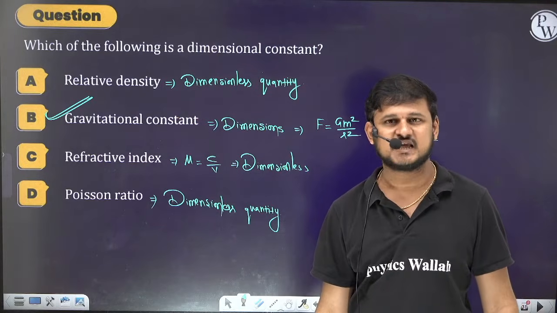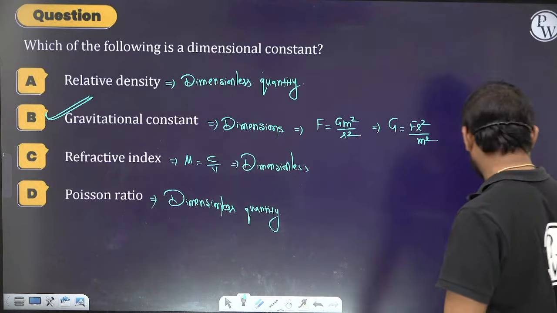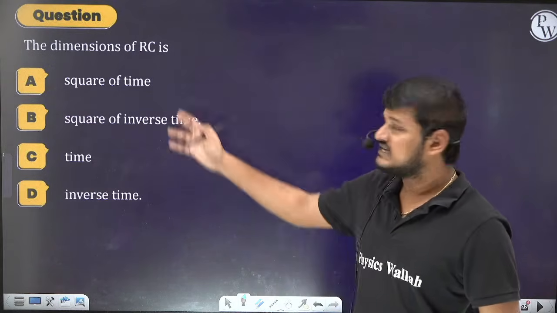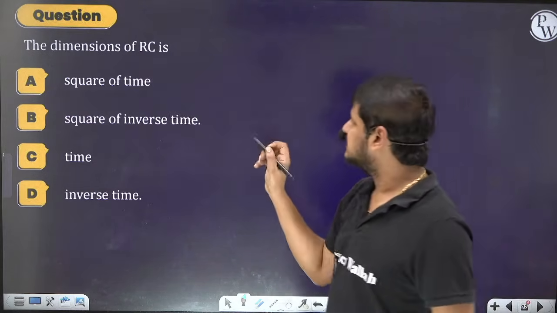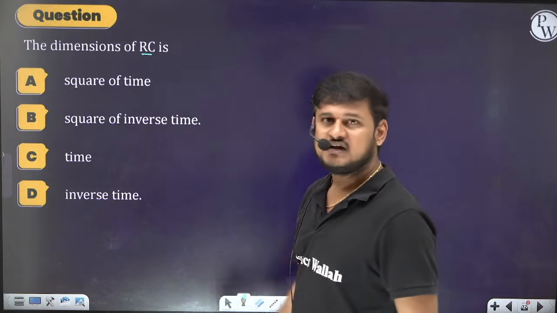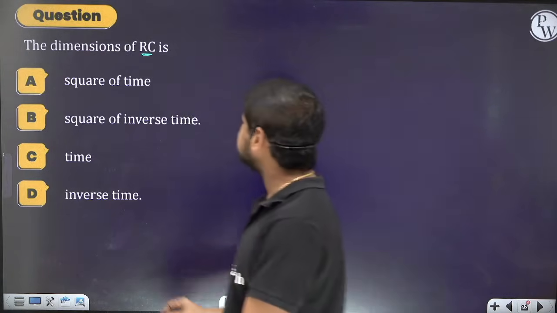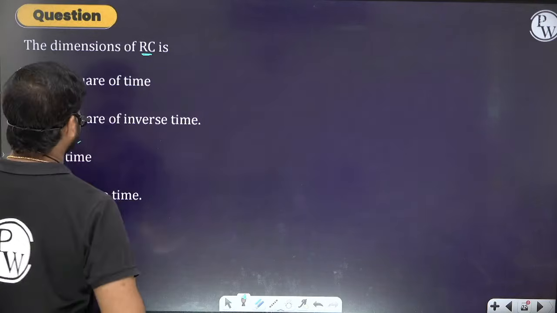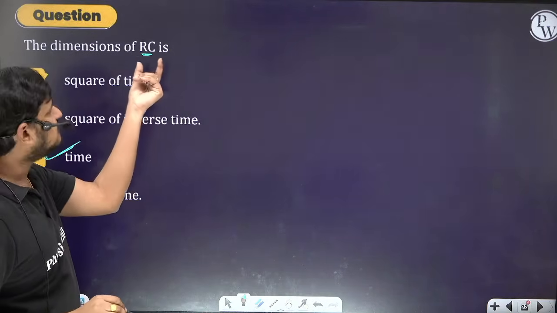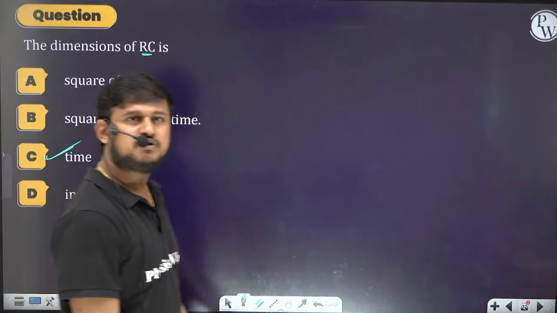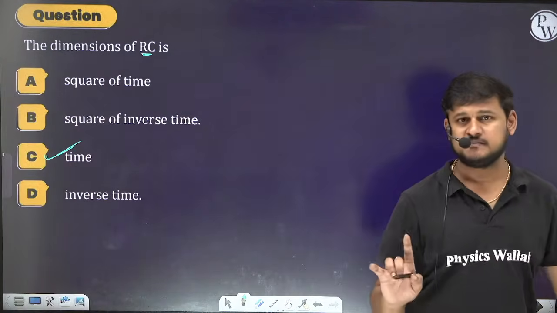Clear? Understood? Next. The dimensions of RC, as I told you previously, RC is the capacitive time constant. RC will have the same units as time. L by R will have the same units as time, and RC will also have the same units as time.